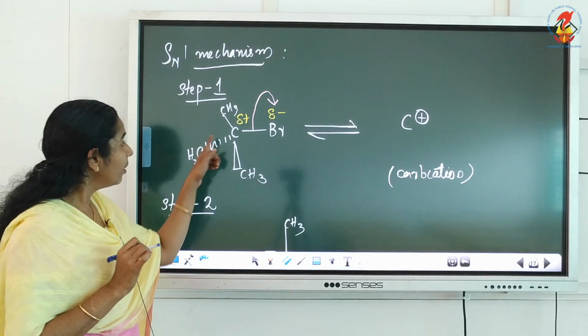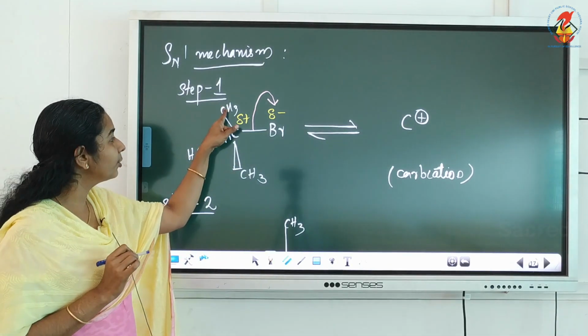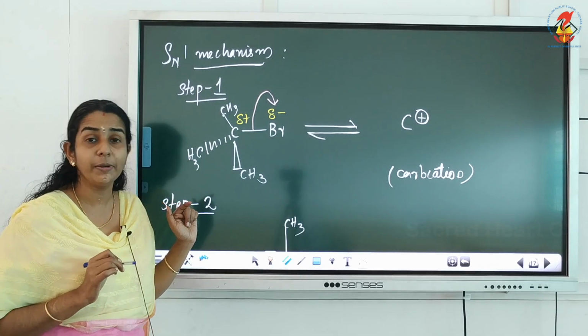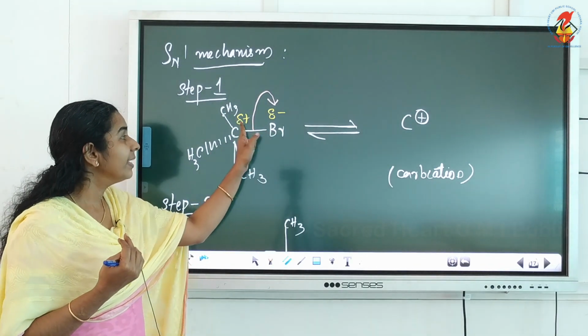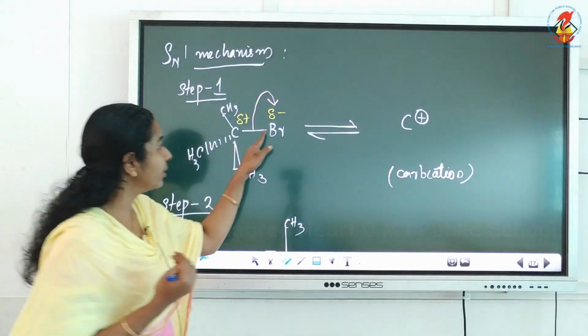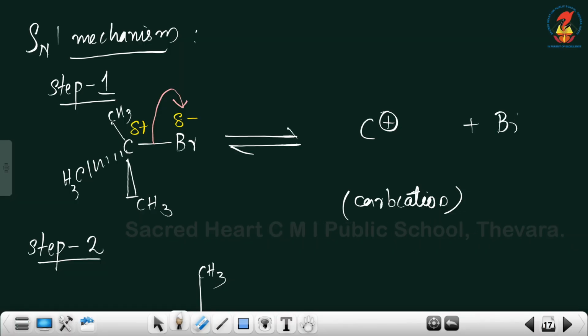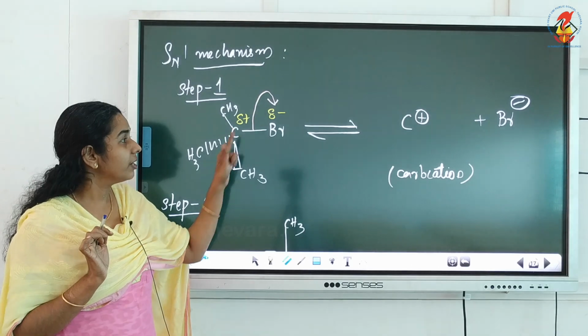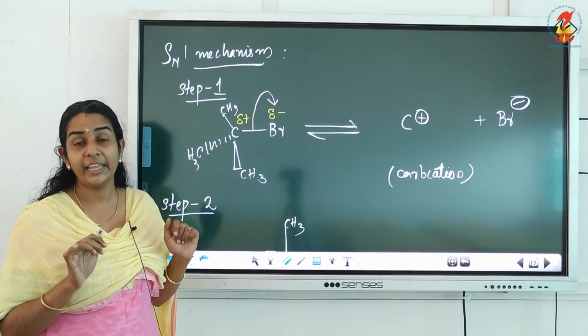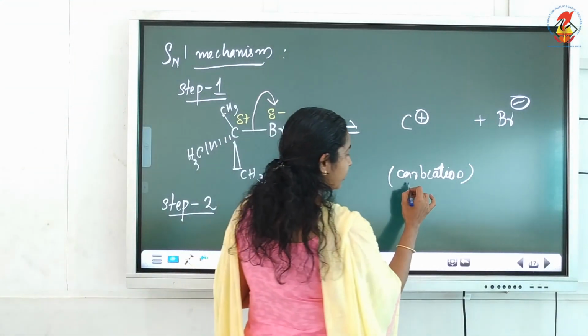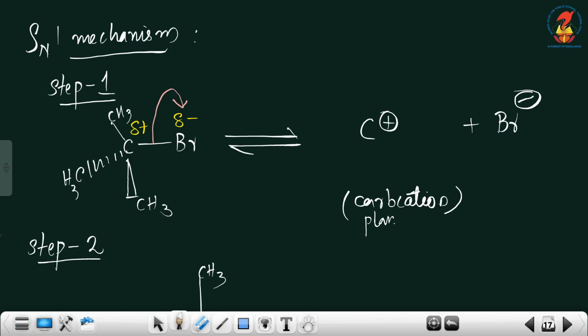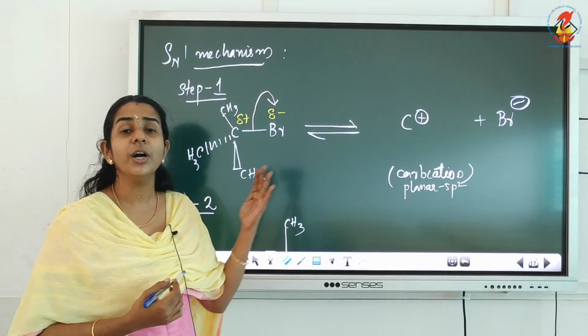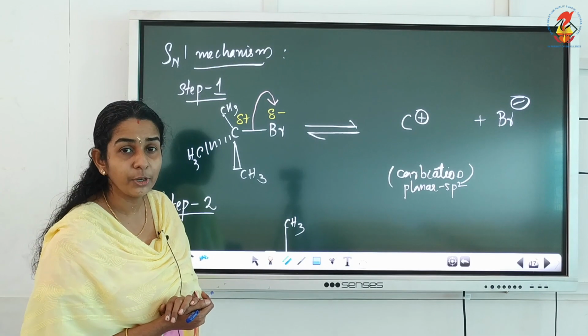And we know that now in this tertiary halide, the three other groups are on three different planes. But when bromine is leaving as Br minus, so this carbon gets a positive charge. Carbon carrying positive charge is known as carbocation, and we know that carbocations are always planar in geometry because they are sp2 hybridized.